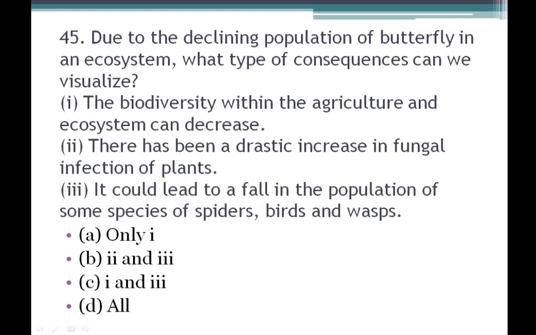Question number 45. Due to the declining population of butterfly in an ecosystem, what type of consequences can we visualize? Number 1. The biodiversity within the agriculture and ecosystem can decrease. Number 2. There has been a drastic increase in fungal infections of plants. Number 3. It could lead to a fall in the population of some species of spiders, birds and wasps. The correct answer is option C, that is 1 and 3.